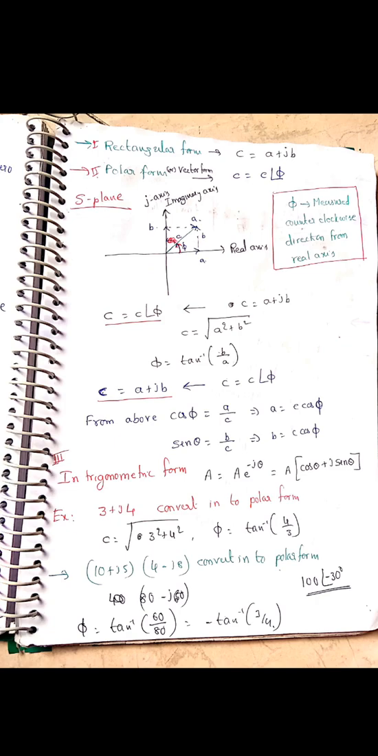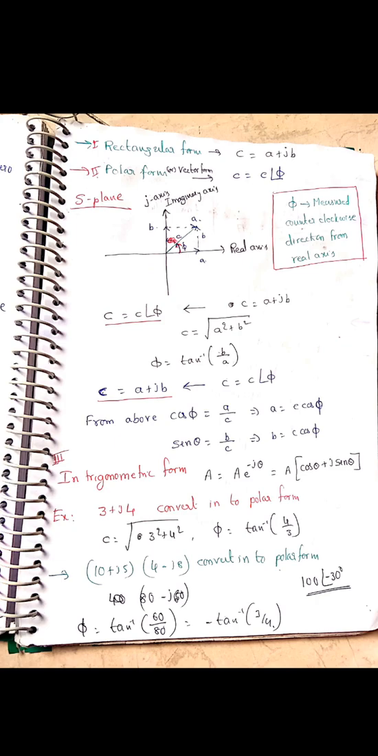Similarly, if phasor form is given and we want to convert into rectangular, we use the formulas A is equal to C cos phi, B is equal to C sin phi. Some example problems are also specified here for practice.